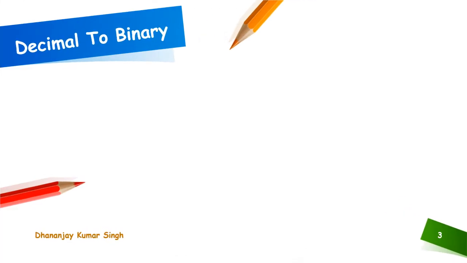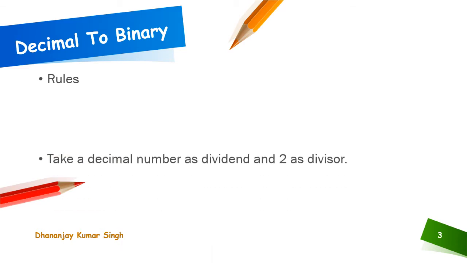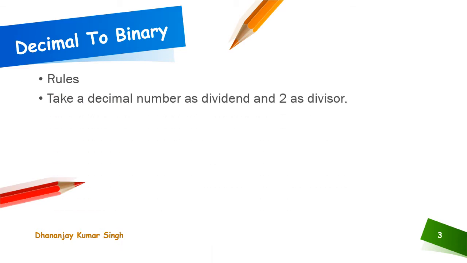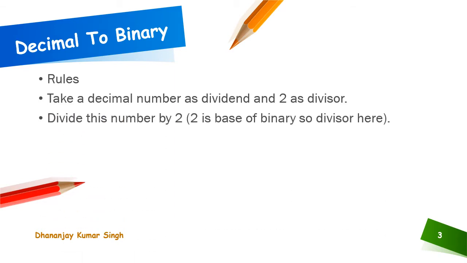Now how to convert from decimal to binary? Let's see the rules. Take a decimal number as a dividend and 2 as a divisor. Means the number which we have to convert to the binary will be considered as dividend, and we need to always divide by 2. So here I have written the second rule, divide this number by 2. 2 is the base of binary, so it is the divisor here.